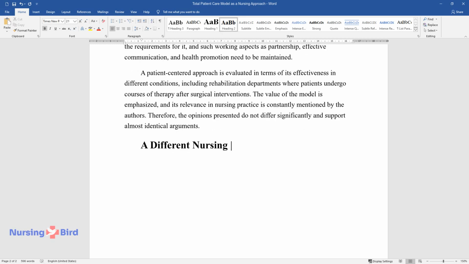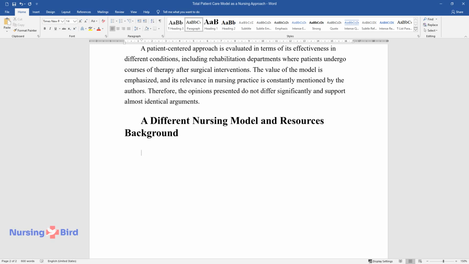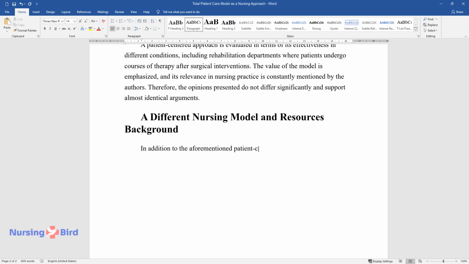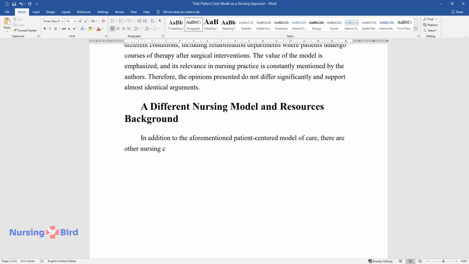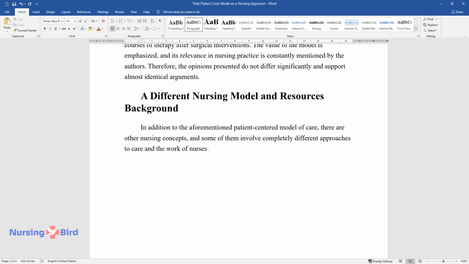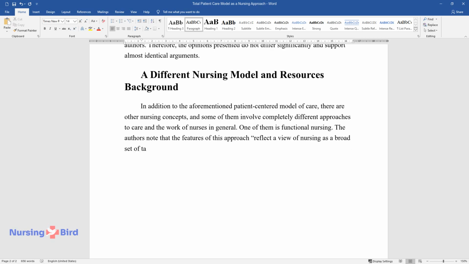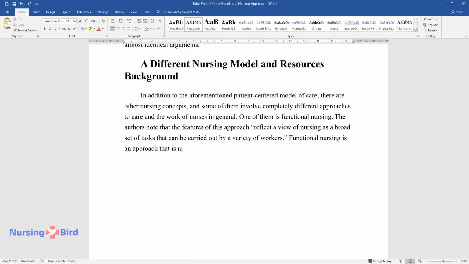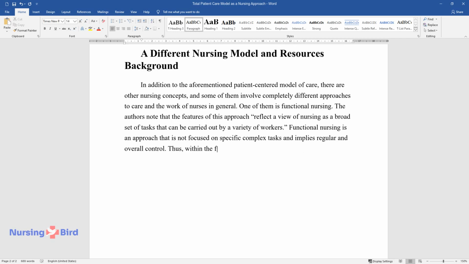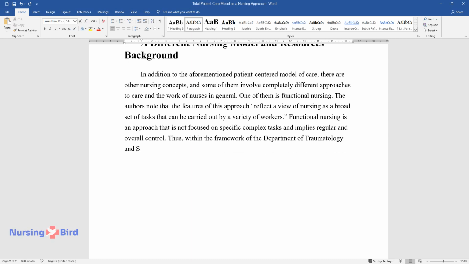A different nursing model and resources background. In addition to the aforementioned patient-centered model of care, there are other nursing concepts, and some of them involve completely different approaches to care and the work of nurses in general. One of them is functional nursing. The authors note that the features of this approach reflect a view of nursing as a broad set of tasks that can be carried out by a variety of workers. Functional nursing is an approach that is not focused on specific complex tasks and implies regular and overall control. Thus, within the framework of the Department of Traumatology and Surgery, this concept is unlikely to be appropriate.